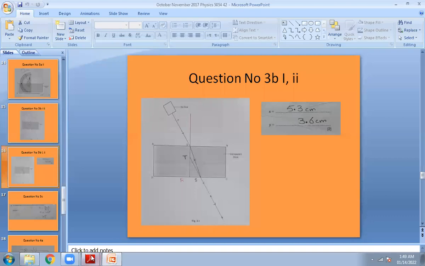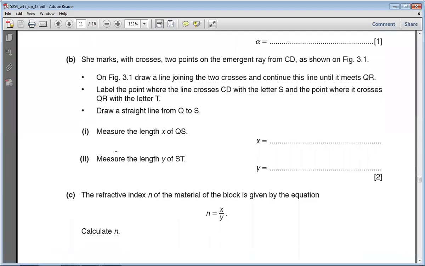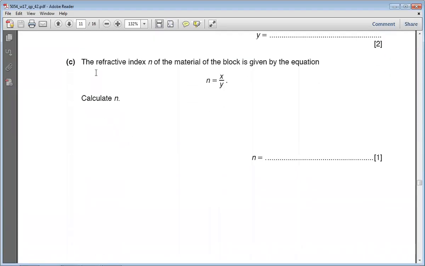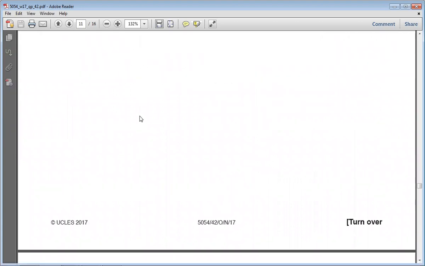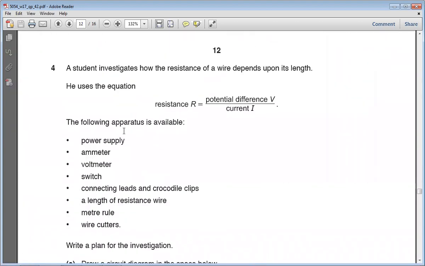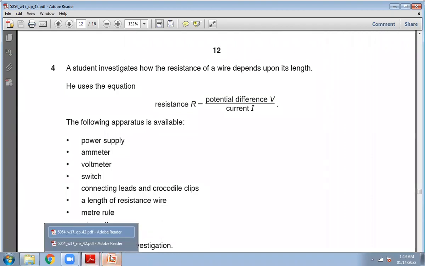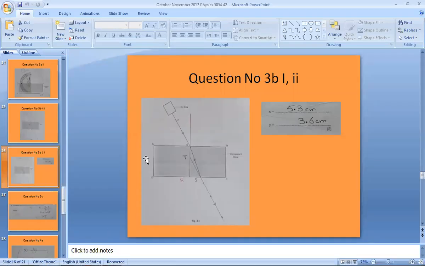Then he says the refractive index N of the material of the block is given by the equation N equals X by Y. To calculate N, we have the value of X and we have the value of Y, so I can calculate the value of the refractive index. So that's question number 3.